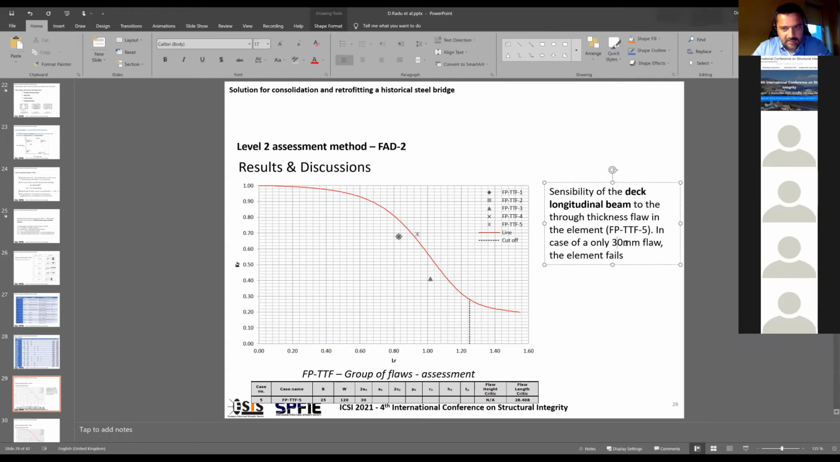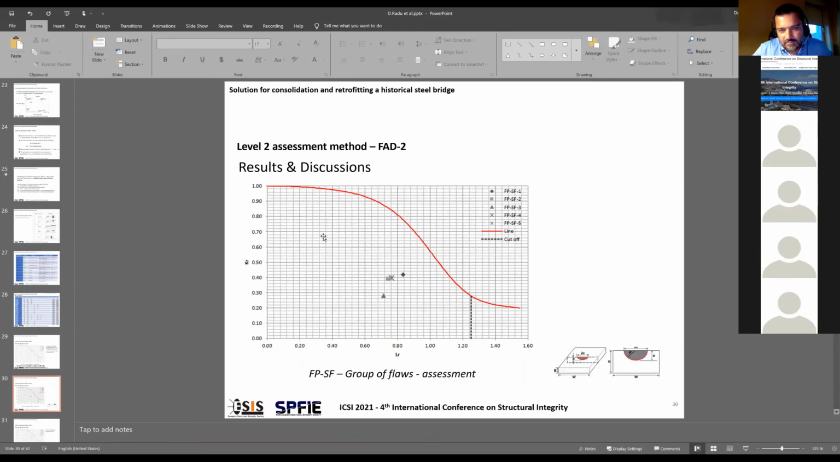As we can see here, it is a sensitive flaw for 30. Taking the 30 millimeters flaw, it is over the limit of the critical flaw length of 28 millimeters. So each type of group of flaws was assessed, and for each type this assessment was done. Of course, in the end, we also propose the determination of the critical size of the defect.